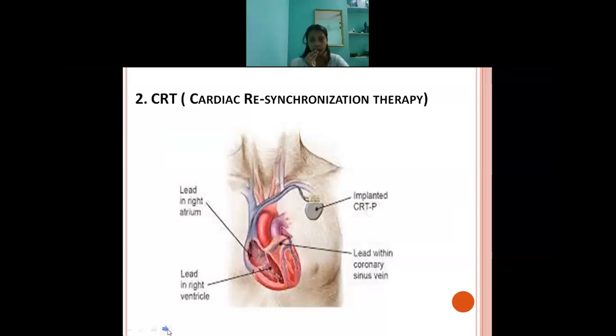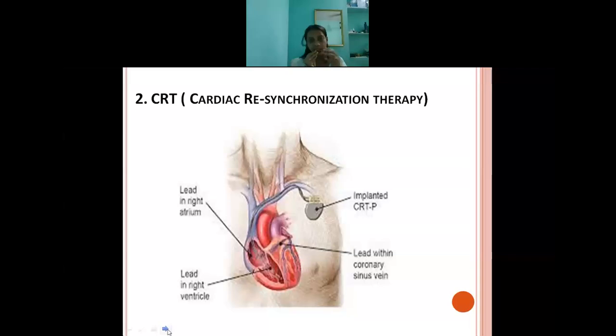Okay, so this CRT uses a device that is like a biventricular pacemaker itself, and it will send the electrical impulses sometimes. Okay, that is for CRT-P. It will pace the heart. And CRT-D means whenever there is an abnormal arrhythmia, it will send the electric shock to the patient. That is CRT-D. Okay.